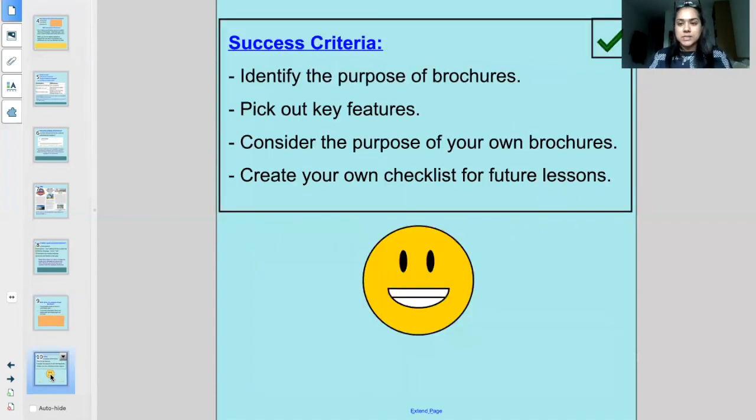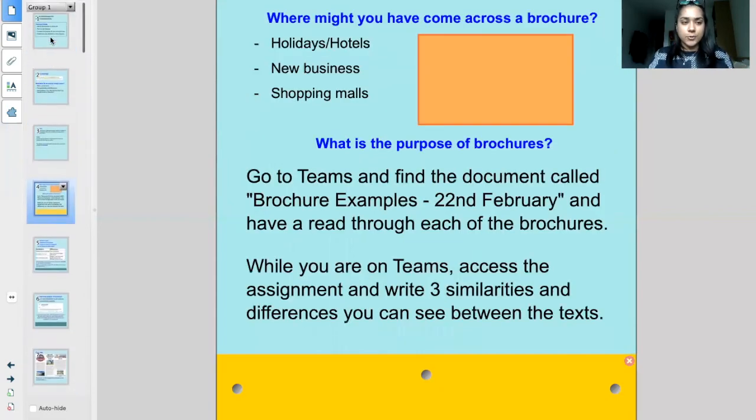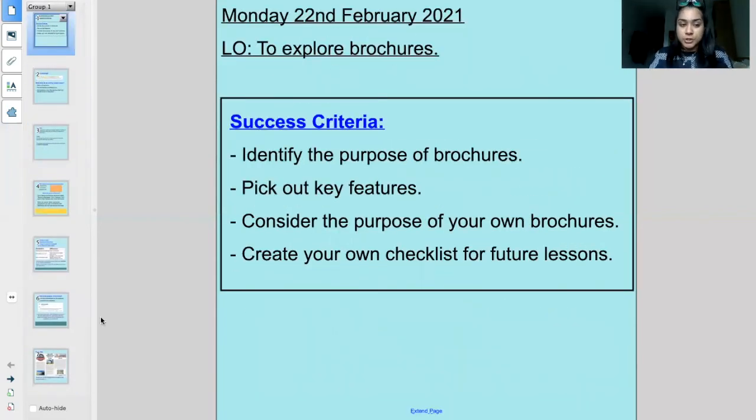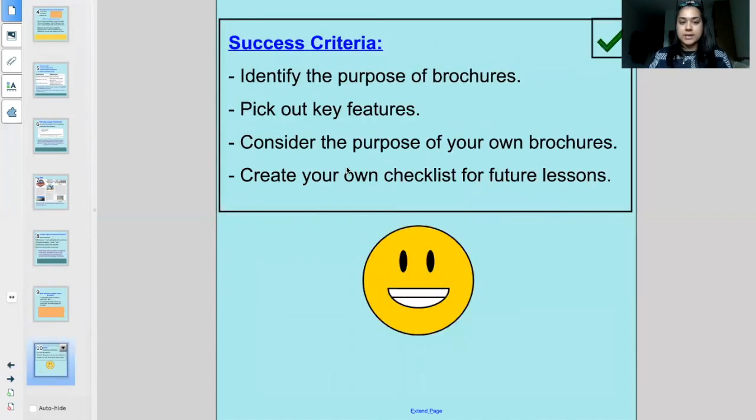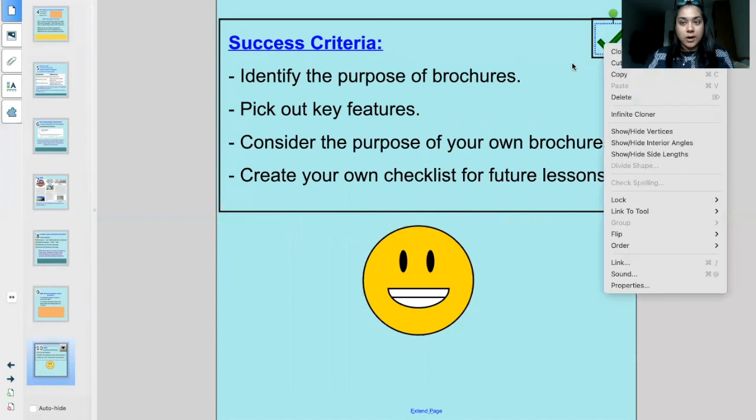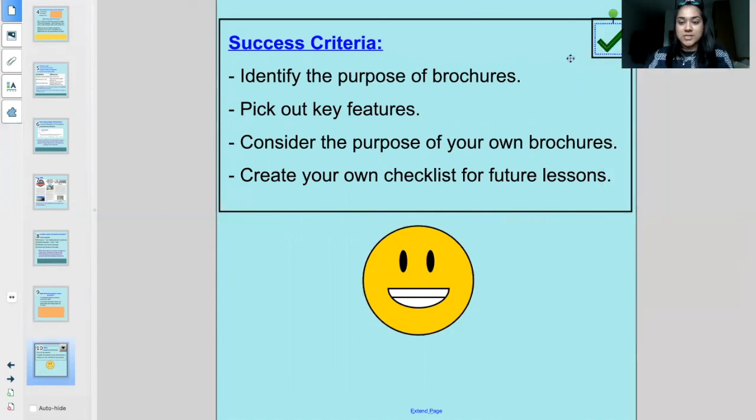Let's have a look at our success criteria. So remember, our learning objective was to explore brochures. Okay, now let's have a look at this. You were asked to identify the purpose of brochures. Now, I think you were able to do that. You identified the purpose of brochures. It's to provide information and also to persuade the audience. Okay, you also were asked to pick out key features. Now, that's something you were able to do with the similarities that you found between the example brochures.